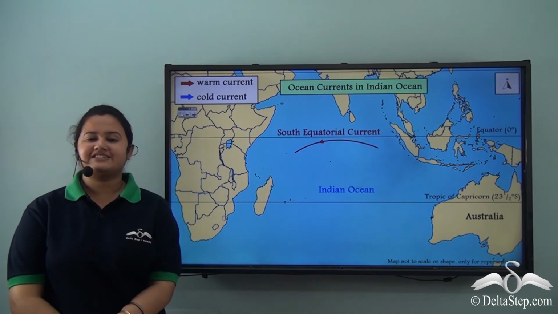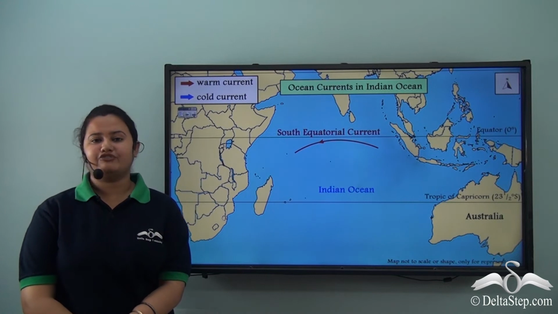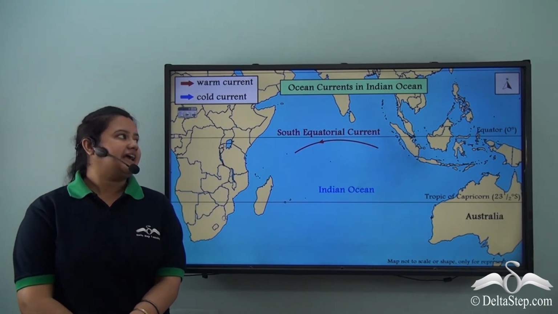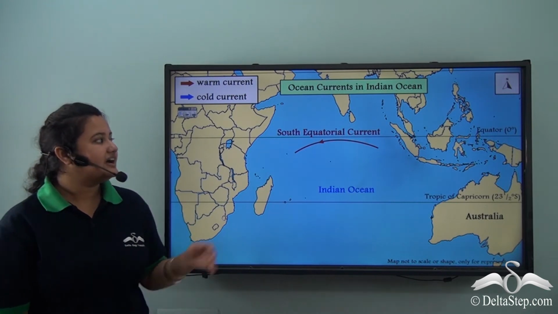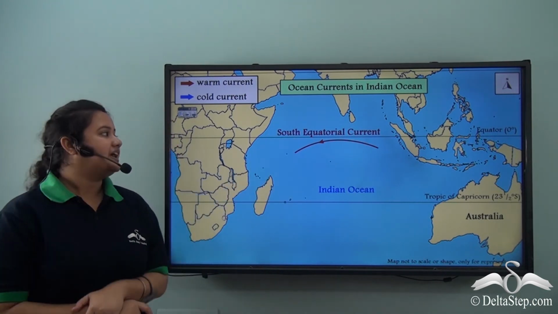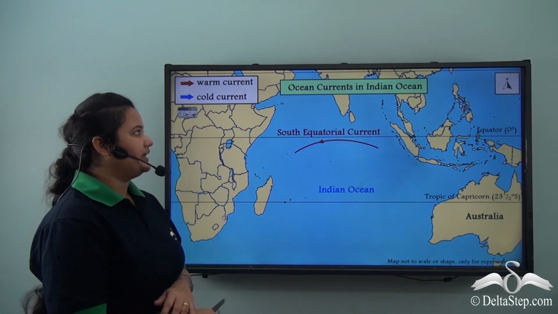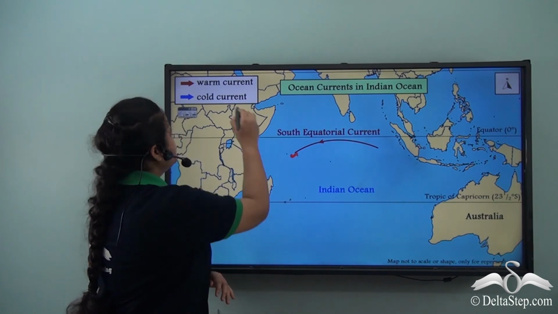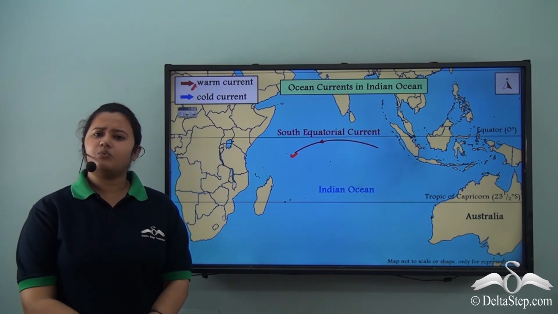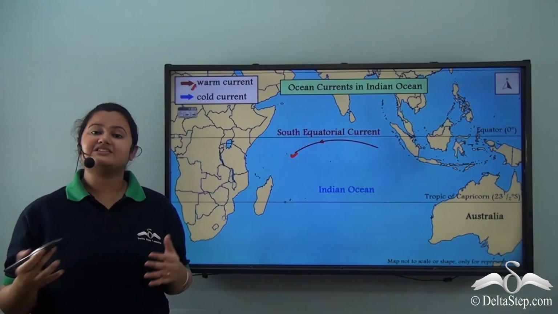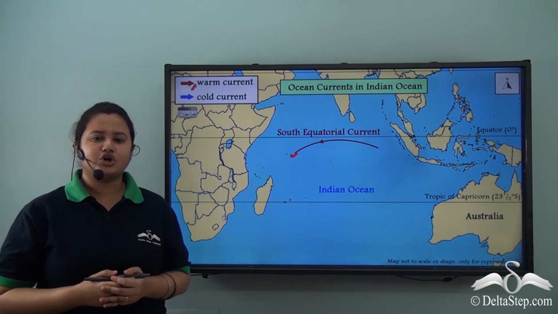Now, we will understand the circulation of ocean currents in the southern half of the Indian Ocean. In the southern half, the gyre or the circulation starts with the south equatorial current. As you can see, the south equatorial current is a warm current as it is marked by red. Now, why is the south equatorial current a warm current? The south equatorial current is a warm current because it originates in a region of high temperature, that is the torrid zone.